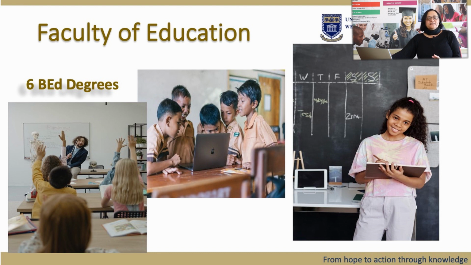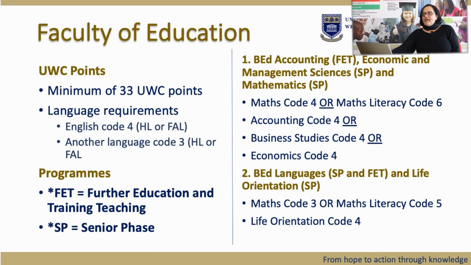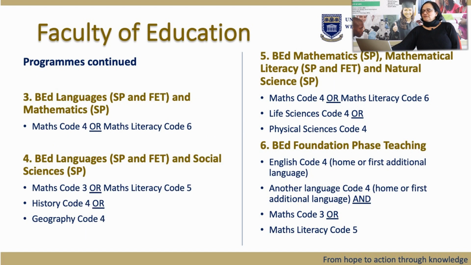So for a particular degree, let's look at your B.Ed Accounting, Economic and Management Sciences and Maths. It will prepare you for accounting at the FET level, but EMS and maths at the senior phase level. And for that particular B.Ed, you need Maths Code 4 or Maths Literacy Code 6, Accounting Code 4, or Business Studies Code 4, or Economics Code 4.